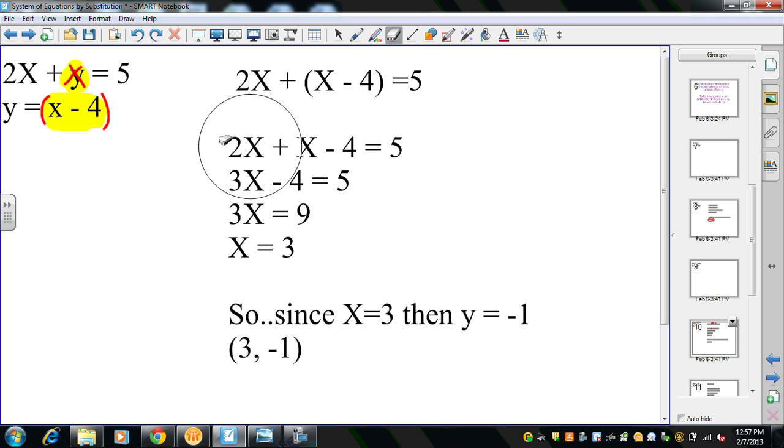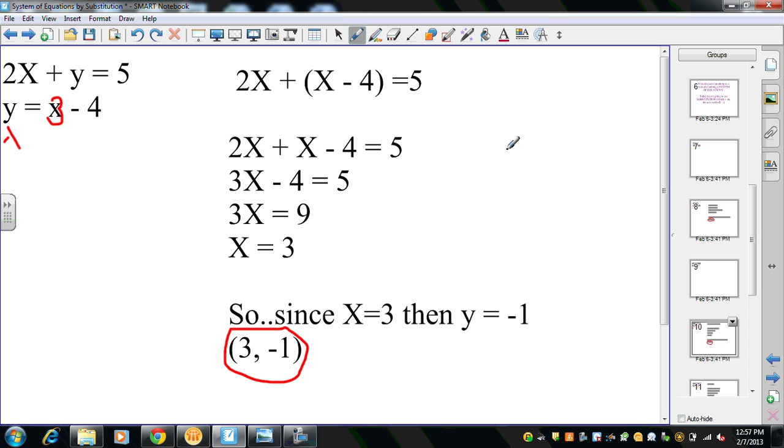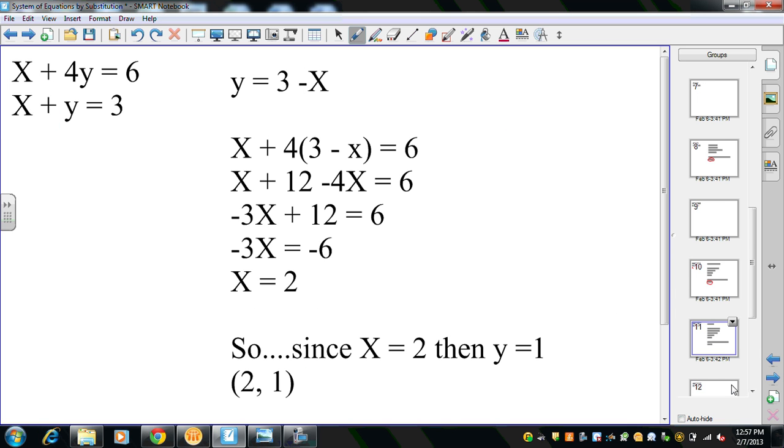So since x is equal to 3, I'm going to go back and replace this with 3 over here. I know that 3 minus 4 is negative 1. So that means that y is equal to negative 1. And again, we want to write our answer as a coordinate. So the solution is (3, negative 1). All right, let me give you one more example.